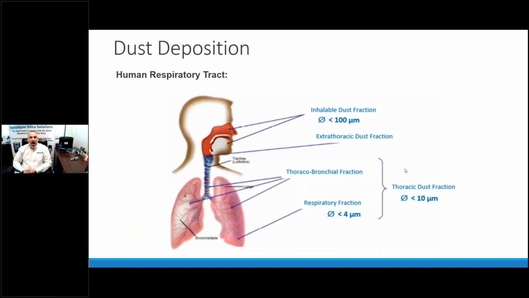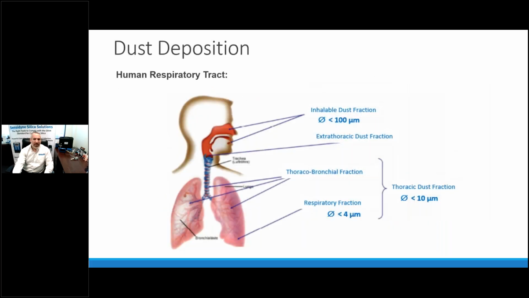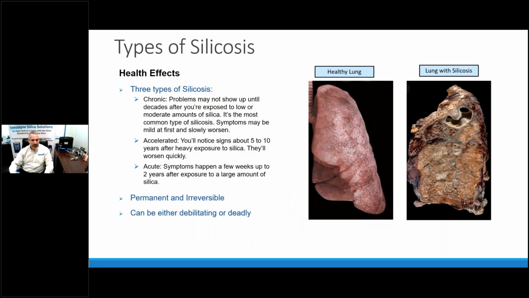Okay. A lot of the larger particles will get filtered out by the upper respiratory tract. We have the thoracic region, which is that upper respiratory fraction, and then we have the respirable fraction, which really gets into that lower bronchial region of the lungs. Now, there are 3 types of silicosis: chronic, accelerated, and acute.